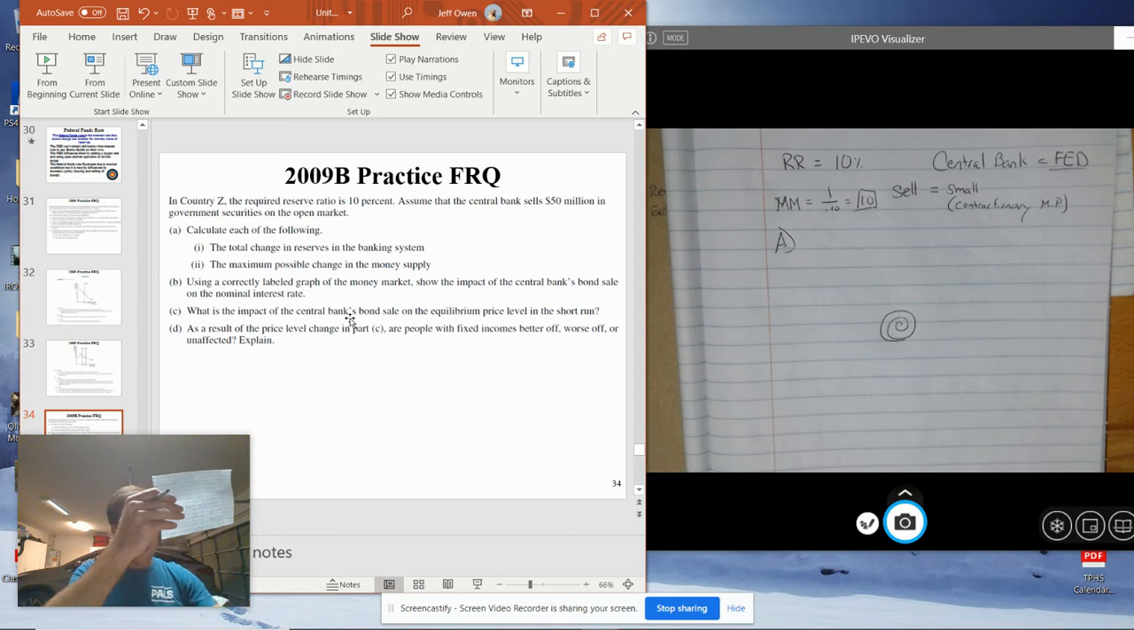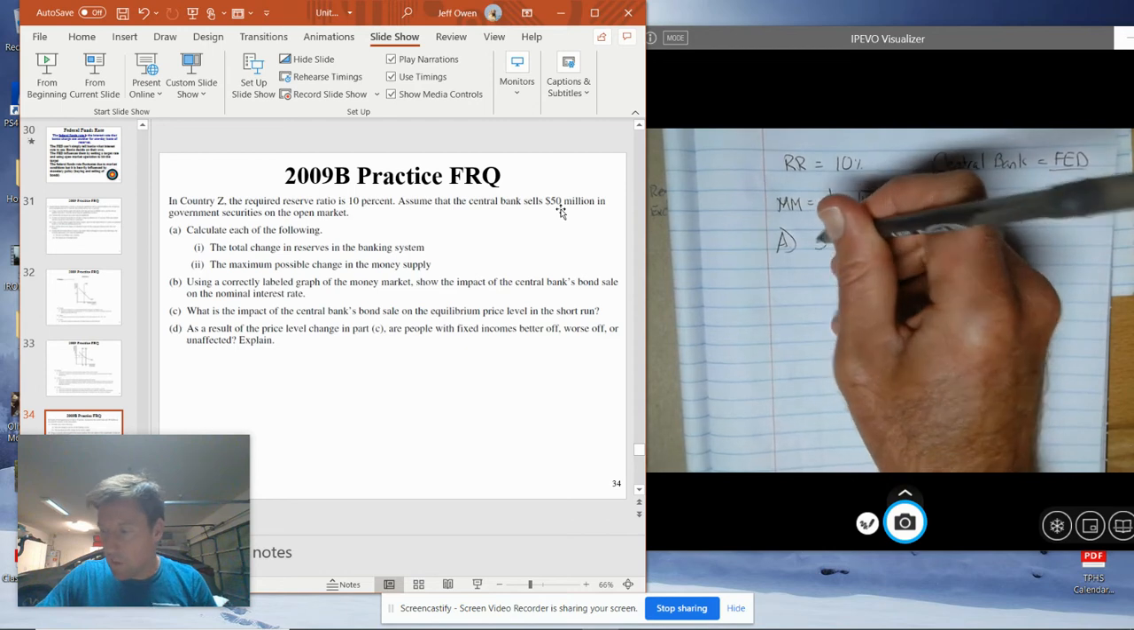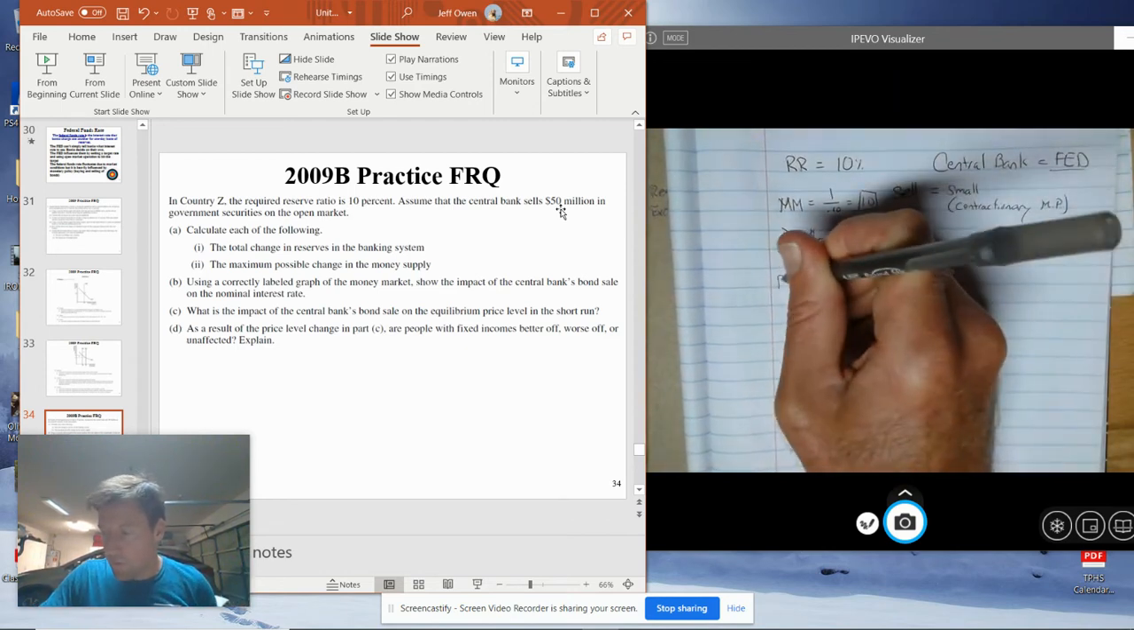The Fed has a bond, and they're going to sell it to banks. The banks have to buy this with their excess reserves. But we're not asking about required or excess. They just want to know what's the total change in reserves in the banking system. You had to pay for that bond with your reserves. So the total change in the reserves of the banking system is just going to be $50 million because it was bought with their reserves.